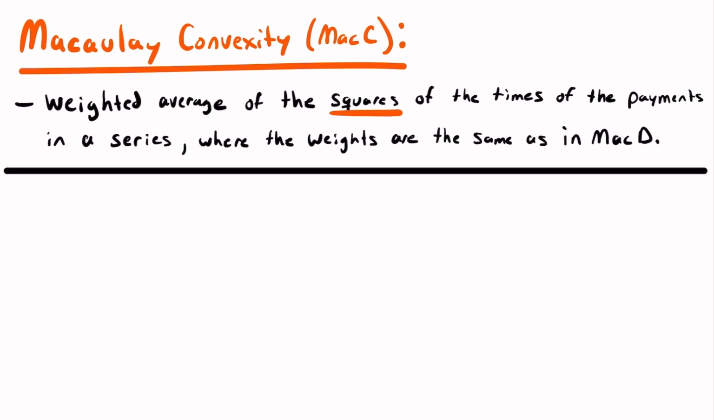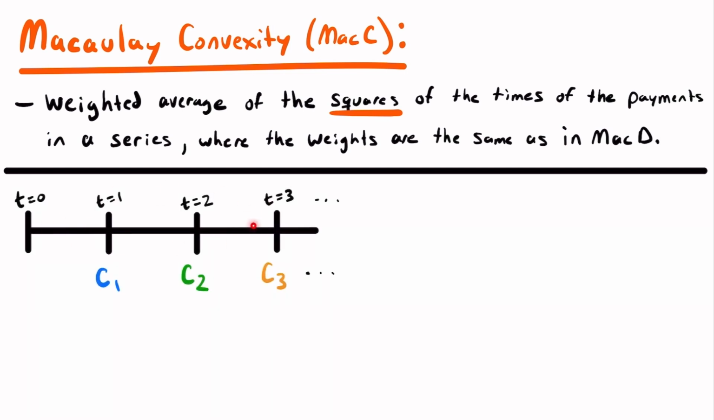And so just as a quick refresher, if we have the following timeline and these cash flows, we have a cash flow of C sub 1 at time equals 1, a second cash flow of C sub 2 at time equals 2, a third cash flow of C sub 3 at time equals 3, and so on, then the Macaulay duration, or the MacD, is calculated like this.